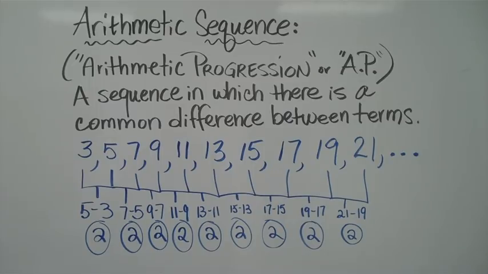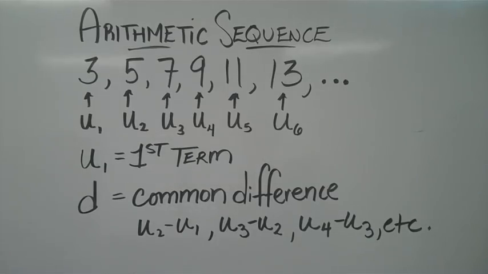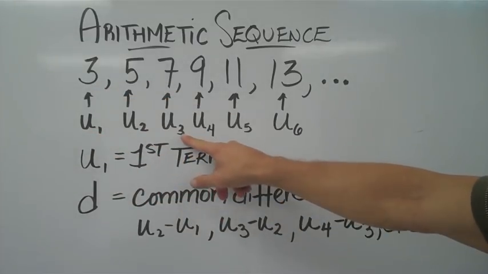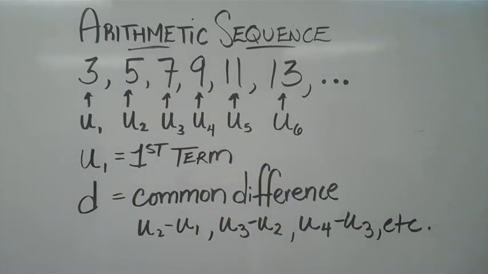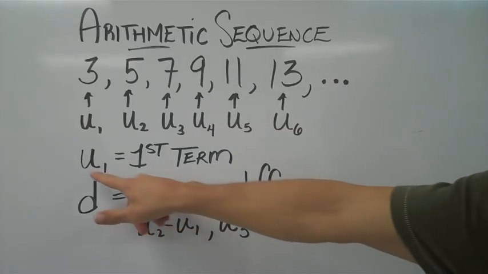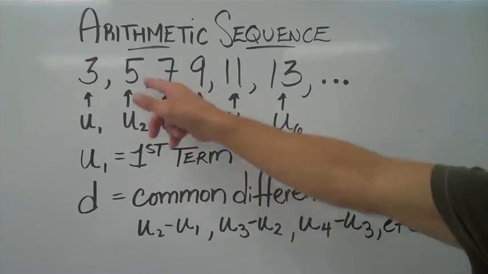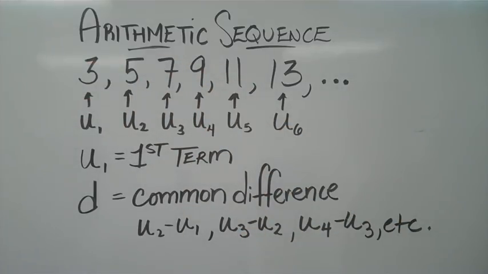For this same arithmetic sequence, 3, 5, 7, 9, 11, 13, we label each of the entries of the sequence. U1 is the first, U2 is the second, U3 is the third, U4 is the fourth, U5 is the fifth, U6 is the sixth, etc. Important to note that U1 is your first term, and D is the common difference we talked about. 5 minus 3 is 2, 7 minus 5 is 2, 9 minus 7 is 2, etc. Or U2 minus U1, U3 minus U2, U4 minus U3, etc.